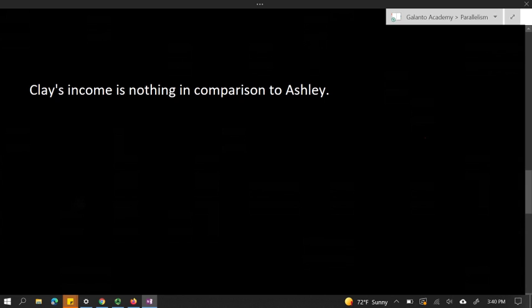Finally, we can look at this one. Clay's income is nothing in comparison to Ashley. This is actually one of the more common parallel structure errors, and we have to be really careful here because Clay's income is what we're comparing, but we don't have Ashley's anything here. We just have Ashley. So we're actually comparing someone's income to a human being, which is not a great idea. So we could say to Ashley's salary. And then we have matching word patterns and we are comparing the correct items.